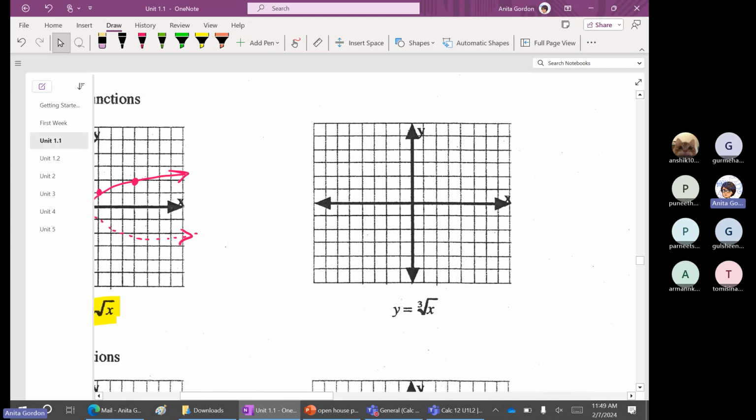So here, when I have the cube root, think of what some key points of a cubic function are. What would be some key points?